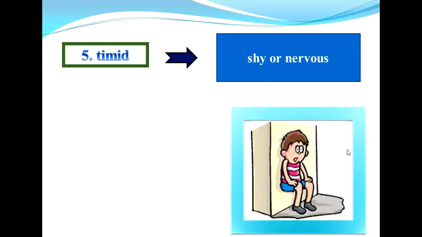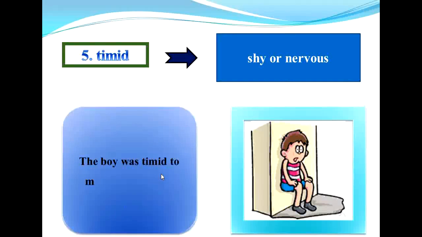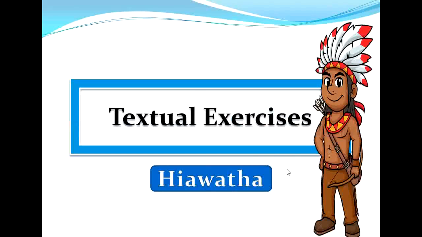On the screen, you will find the picture of a boy who is timid or shy or nervous. So we can frame the sentence, the boy was timid to meet his teachers. It's quite often true that kids are timid or nervous or shy to meet their teachers, isn't it? With this, we have completed the new words, their meanings, and usage. Let's now discuss the textual exercises of the poem Hiawatha.